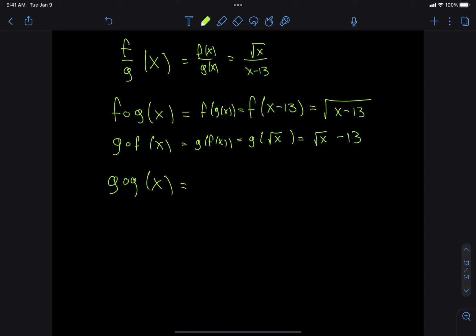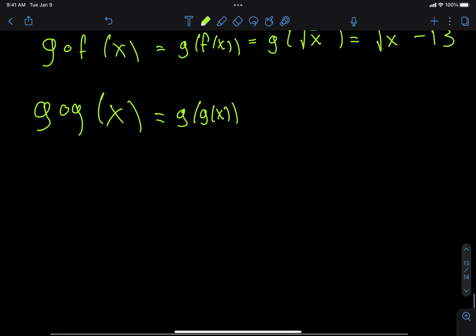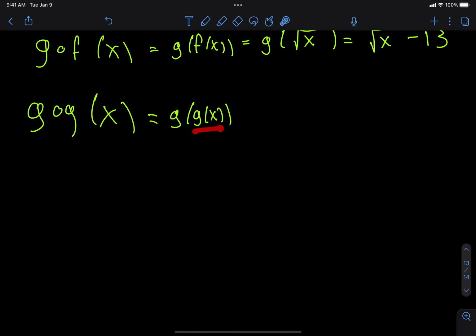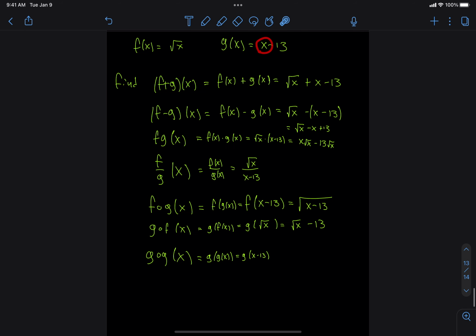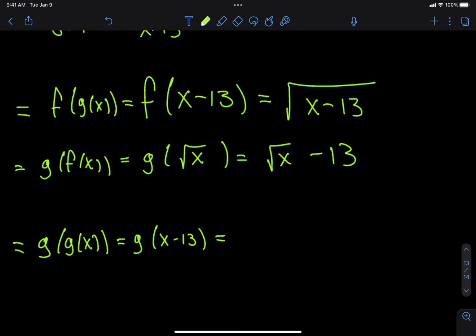Okay. So that's g of g of x. So what is it? It just means I plug g into itself, so let's see if it'll work out. Well, I can replace g by the thing that it's equal to. I get g of x minus 13. And now what am I going to do? I'm just going to replace x by whatever is in the parentheses. So what would I get? I would get x minus 13 minus 13, which would be x minus 26.